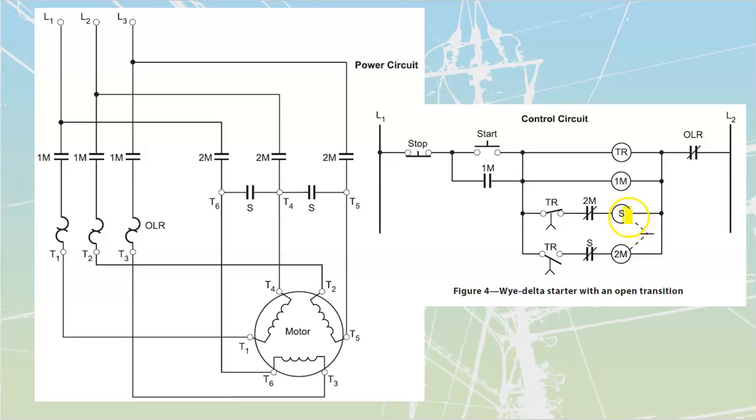First of all, we see S and 2M over here have got a mechanical interlock as well as an electrical interlock that's going to be across here. We get double interlocking off of these ones because we are looking for protection.